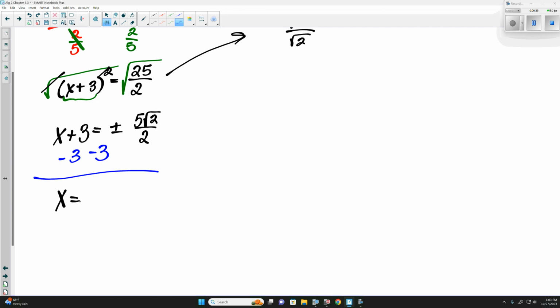Now the interesting thing with this here, because normally we would put the minus 3 at the end, but whenever we have the plus or minus, we put the number that we're adding or subtracting from both sides in front of it. So here we would say x is equal to negative 3 plus or minus 5 square roots of 2 over 2.